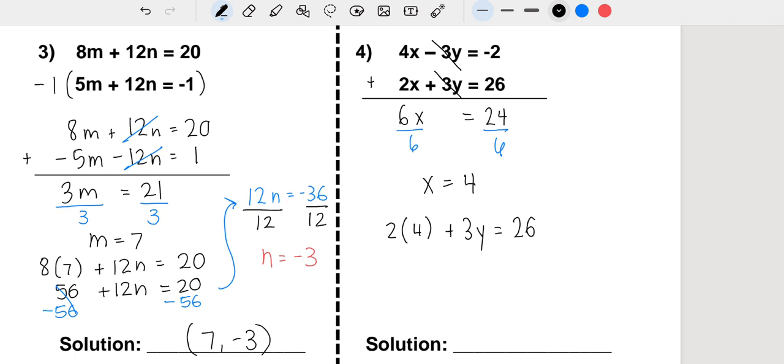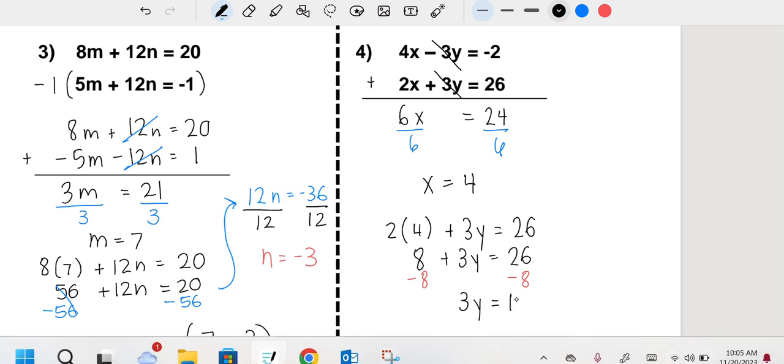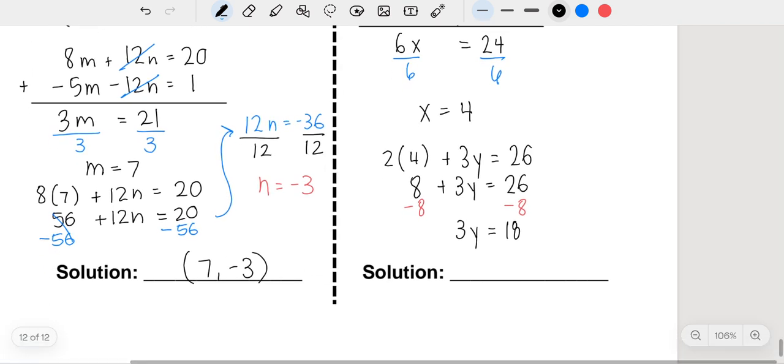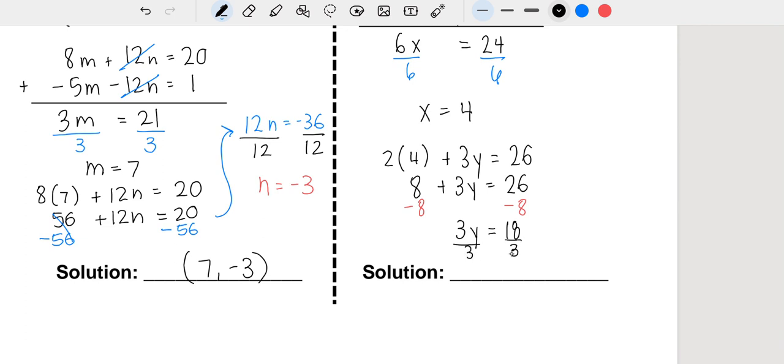So 2 times 4 is 8. Subtract 8 from both sides. 3y equals, that'll be an 18. And then we're going to divide by 3. So y equals 6. So our solution is 4 comma 6.